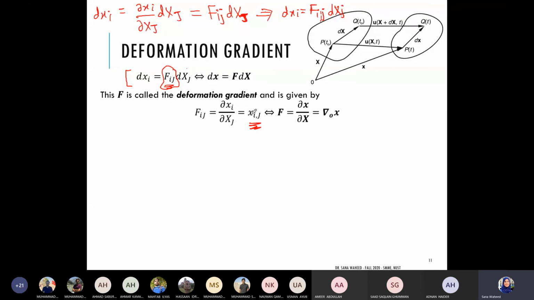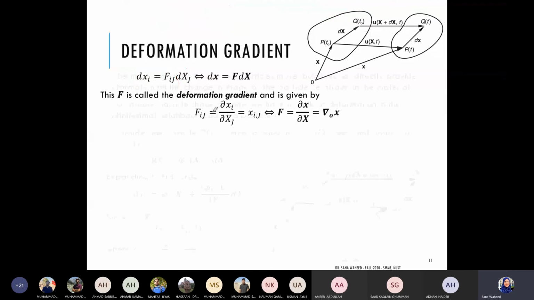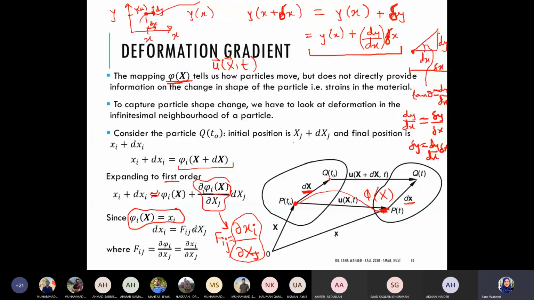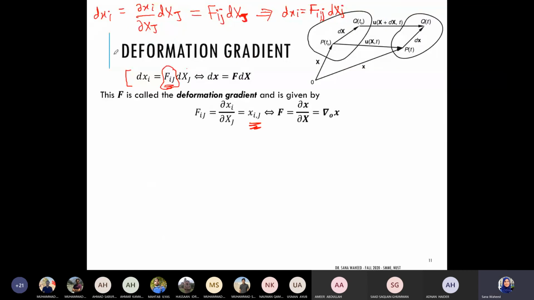Okay. Now, I forgot your name, sorry. You had asked what this derivative is. Is this going to be a vector or a tensor? As we've seen, this is actually a second order tensor, and this thing is known as the deformation gradient. This Fij is known as the deformation gradient, and it is del x with respect to del capital X.